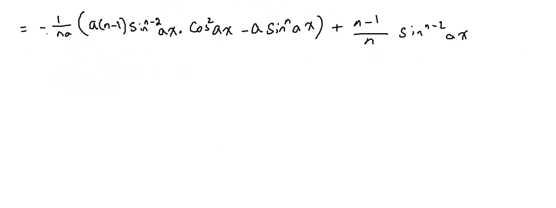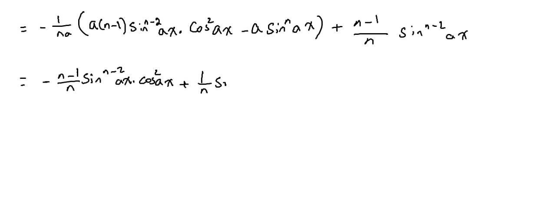Let's multiply with this minus 1 over a. A with a cancel. Simply, it is minus n minus 1 over n sine to the power n minus 2 ax times cosine to the power 2 ax. Minus times minus is plus. Also a divided by a.